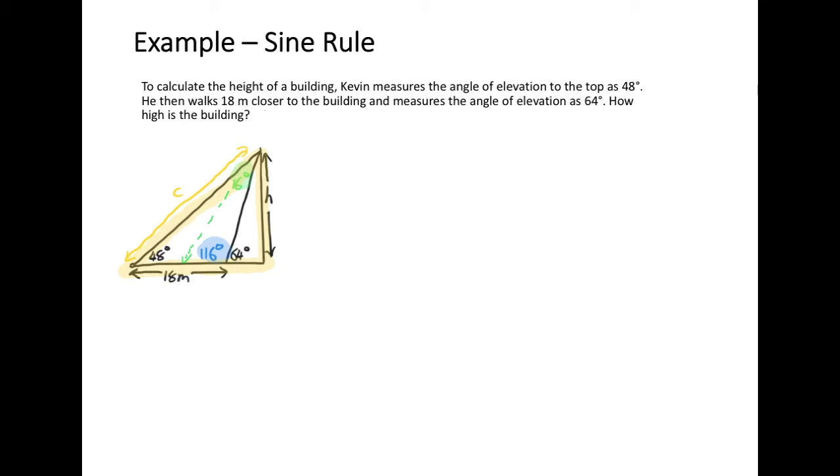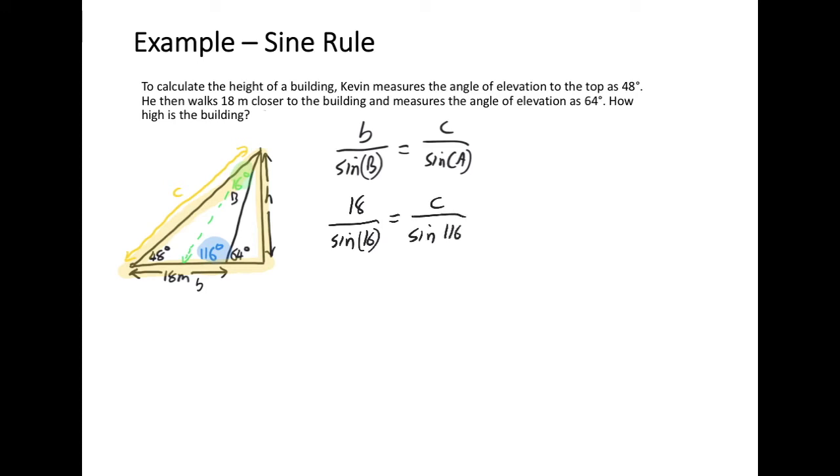So using the sine rule, I'll start off with writing my formula, and I'm going to call the second set angle B and side B. So the rule is going to be side B divided by sine of angle B is going to equal side C divided by the sine of angle C. So substituting in the values, 18 divided by sine of angle 16 is going to equal to my unknown C value divided by the sine of 116.